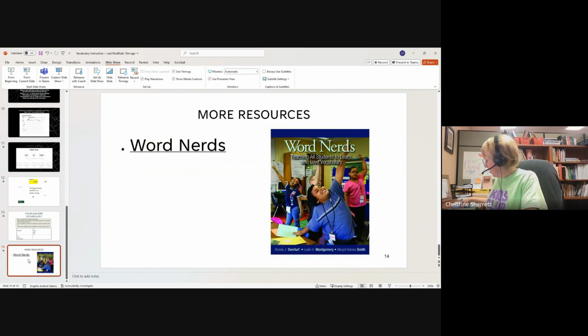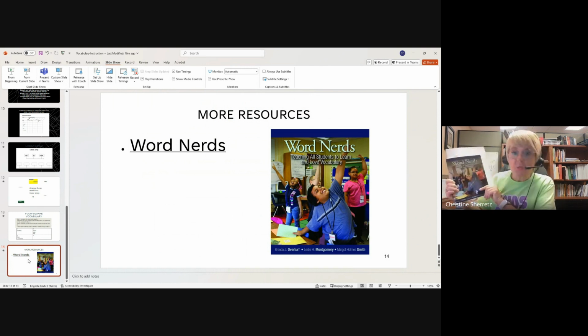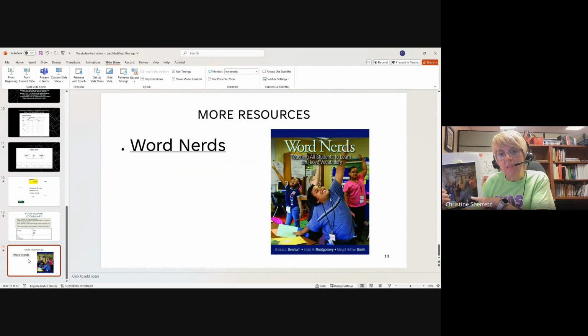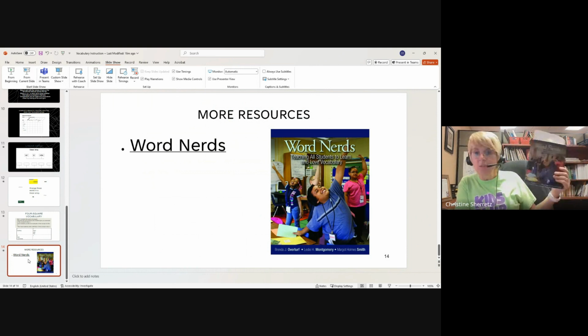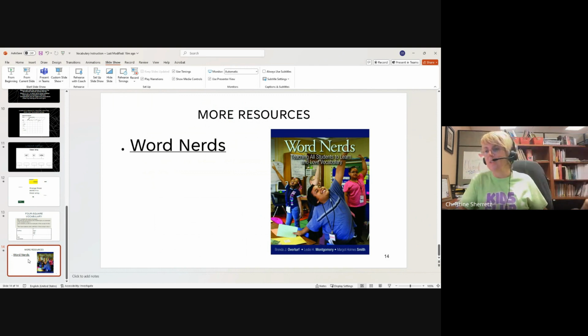The last thing I want to show you is a book called Word Nerds, and this was actually written by 3 friends of mine. And I was a professor with Dr. Overturf at the University of Louisville. And then Leslie and Margot were teachers that I worked with, and they wrote this book. And they wrote this book based on a graduate class. So it's a really good book, Word Nerds. If you can order it, I would strongly suggest it. So I wanted to show you some things from Word Nerds that Leslie and Margot came up with, and I think you're going to find this pretty helpful.